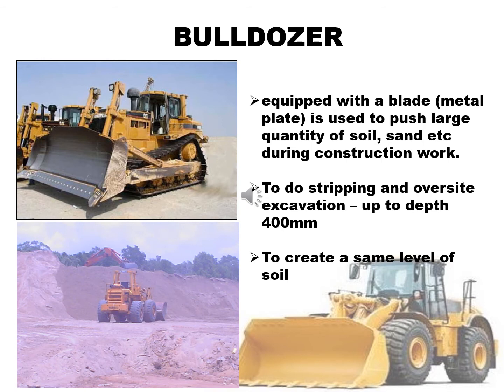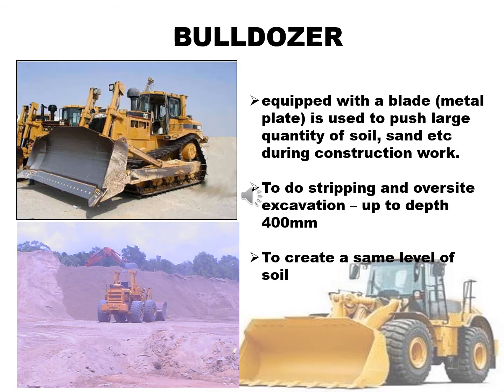Bulldozer. We can see the photo shows a bulldozer. It's equipped with a blade or metal plate. It is used to push large quantity of soil, sand during construction work. It's also used to do stripping and oversite excavation, up to depth 400 mm. Then it's to create a same level of soil.